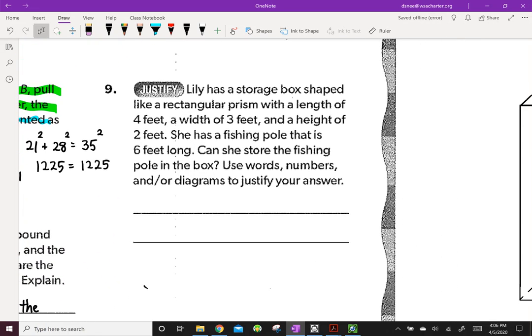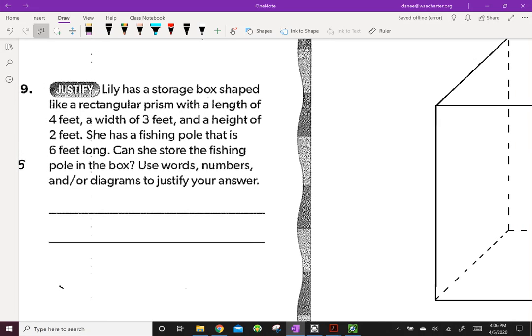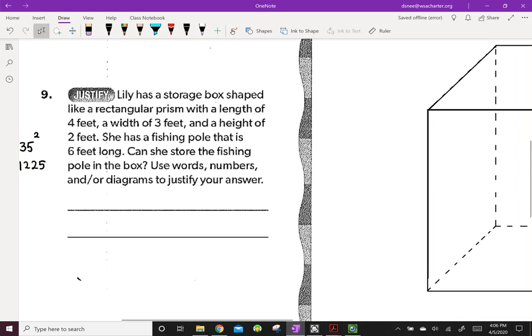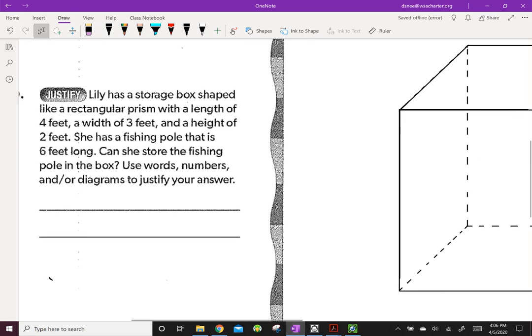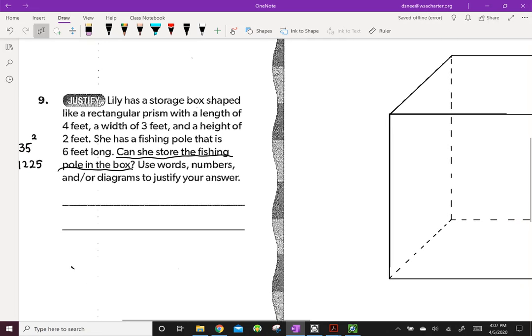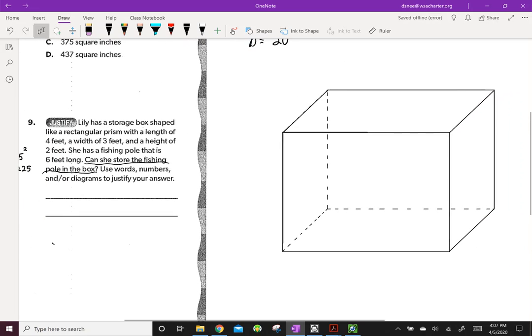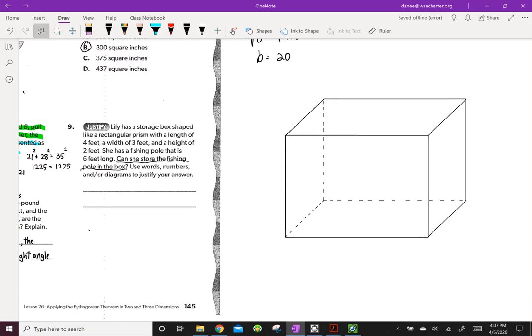Okay. Now, in number 9, it's asking us to justify. It says, Lori has a storage box shaped like a rectangular prism, so it's three-dimensional, with a length of 4 feet, a width of 3 feet, and a height of 2 feet. She has a fishing pole that is 6 feet long. Can she store the fishing pole in the box? So the longest direction inside that box is from one corner to the other. And I'm trying to find if from one corner to the other, is this thing going to be 6 feet?